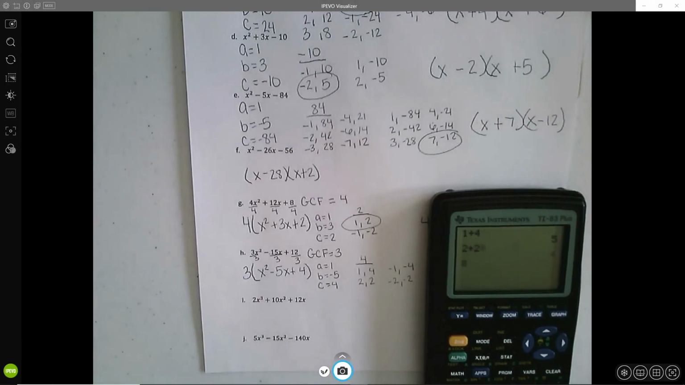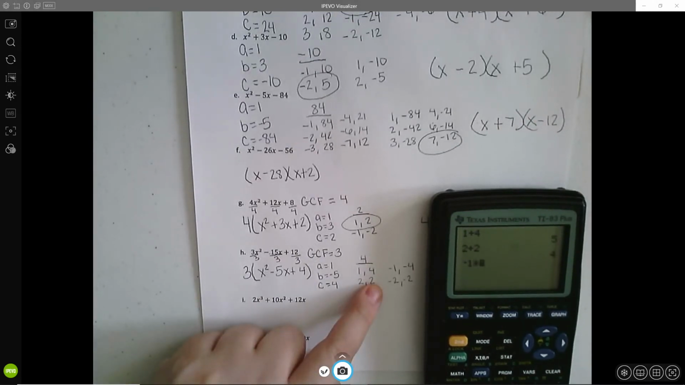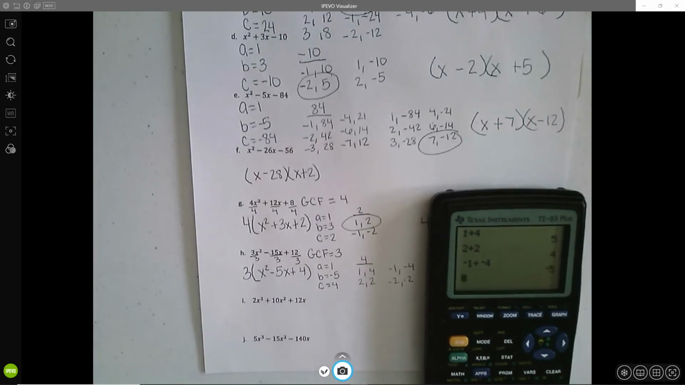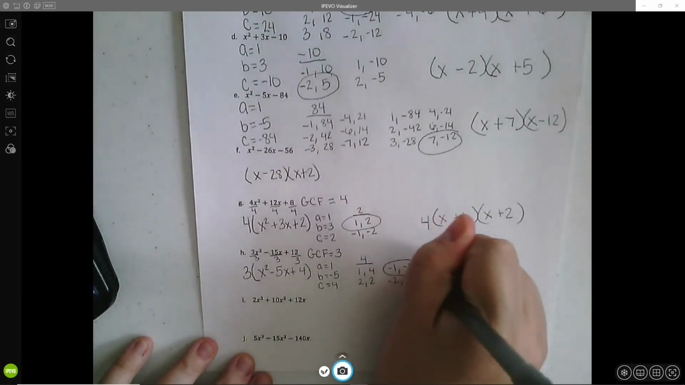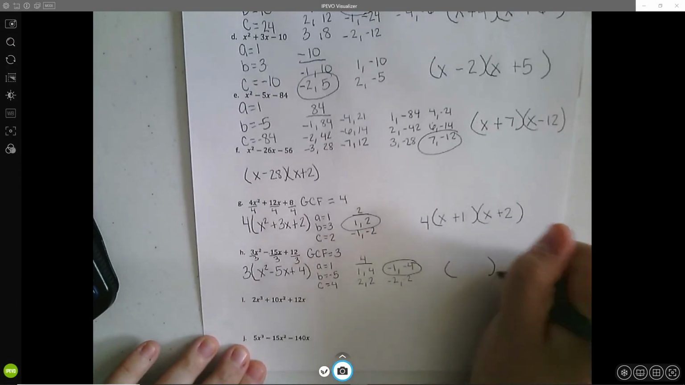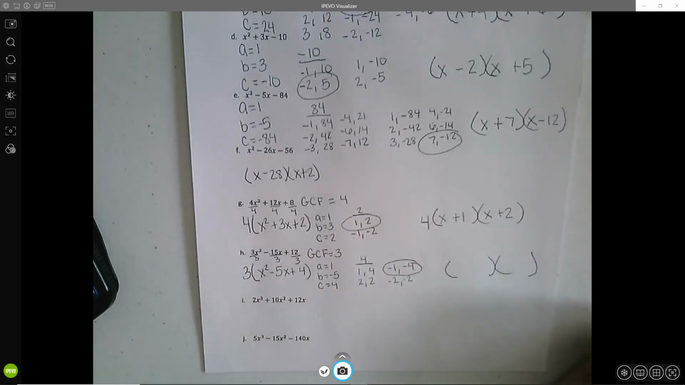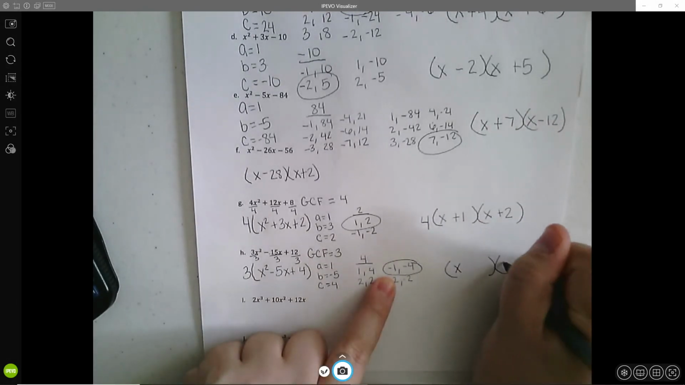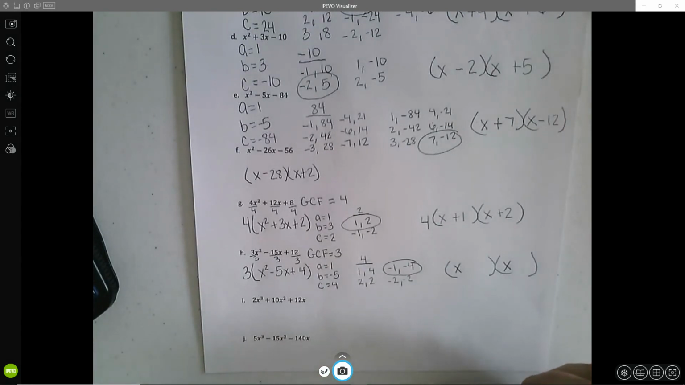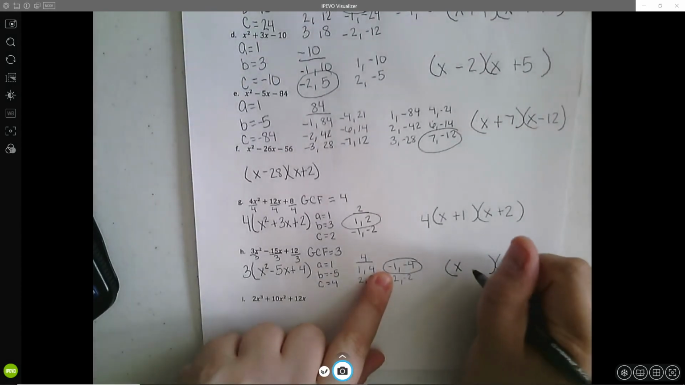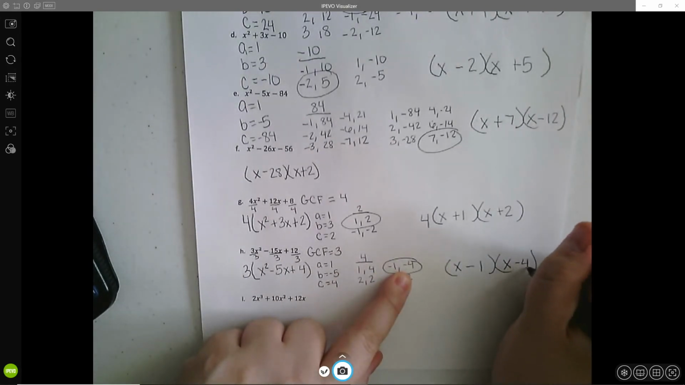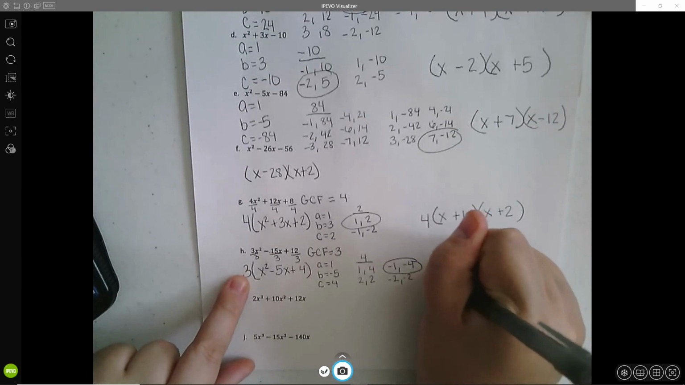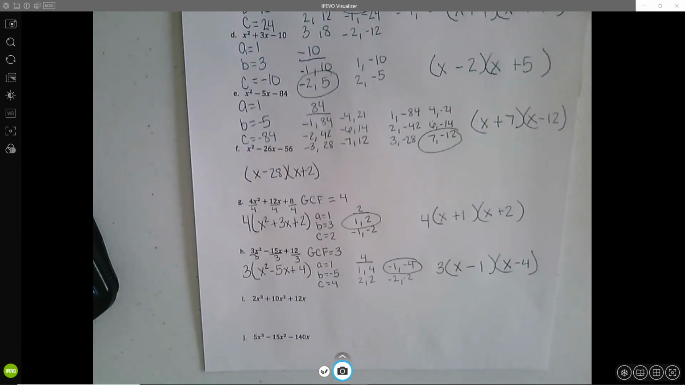2 plus 2 is 4. Negative 1 plus negative 4. Ooh, there's my negative 5. Means these are my factors. List my parentheses. I have x and x since there's x's in my problem. A negative 1 means minus 1 in terms of these parentheses, and a factor of negative 4 means minus 4. Last step, always make sure your GCF goes out in the front.